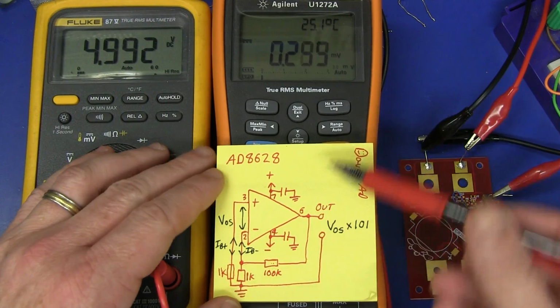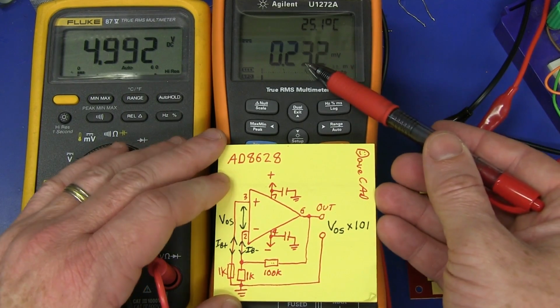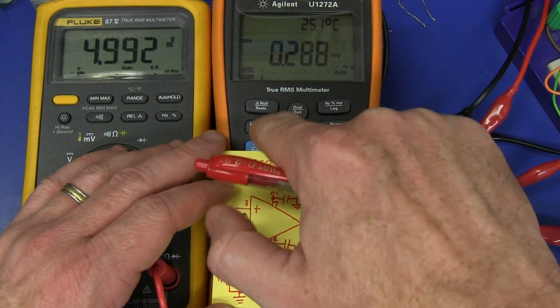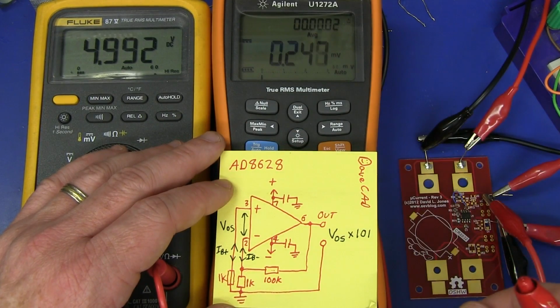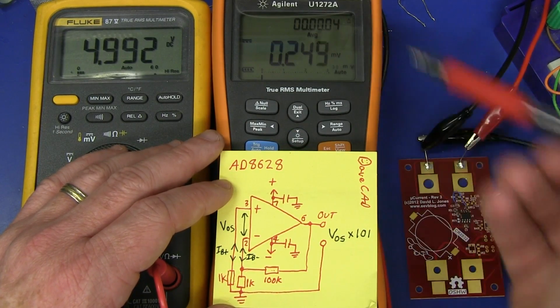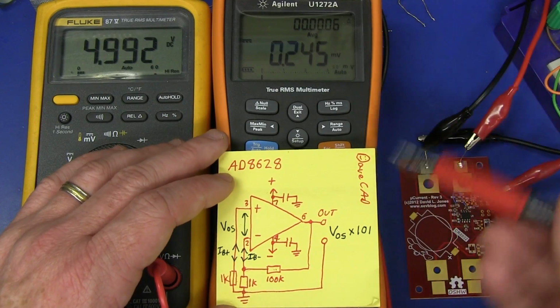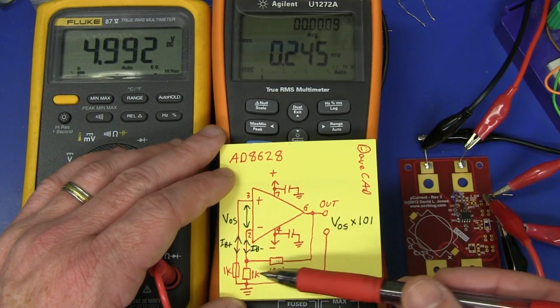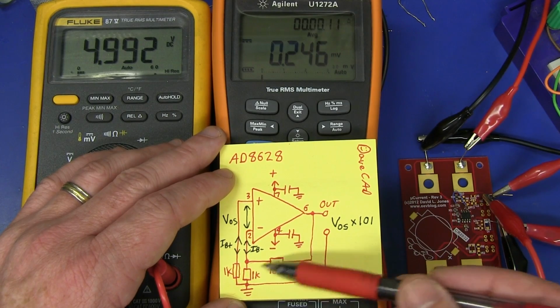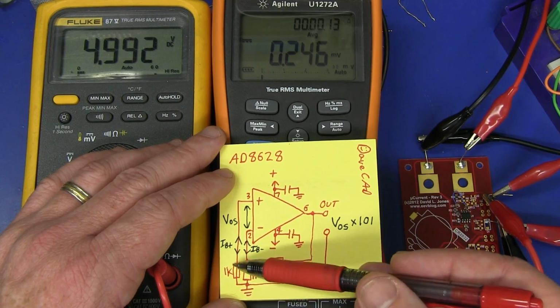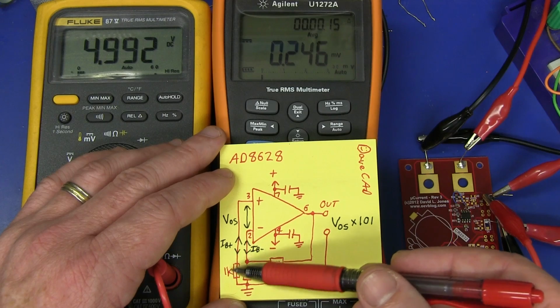And there you have it. It dropped, but not by a huge amount. We're only talking, on average, 240. It's dropped like 60 microvolts or something like that. Not a huge amount when we dropped these by an order of magnitude. But then again, we don't have that bias resistor in there.